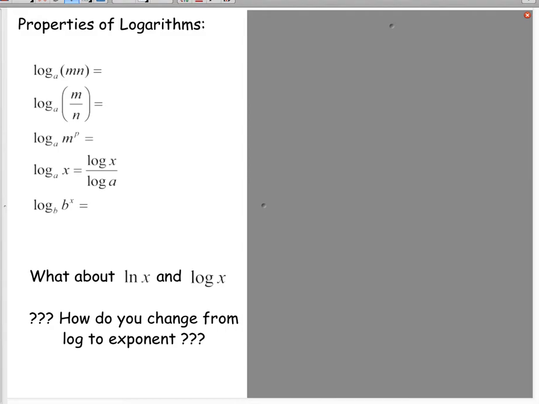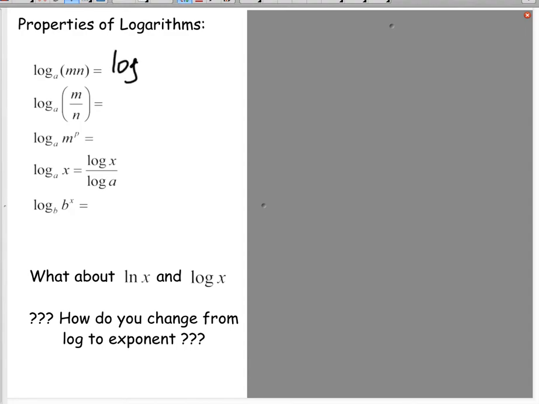Properties of logs. You learned logs in probably Advanced Algebra 2, and if not, you did them again in pre-calculus, or maybe there's a handful of you that are coming from analysis. So I'm going to plop these up on the board real quick, and then we'll do some examples.